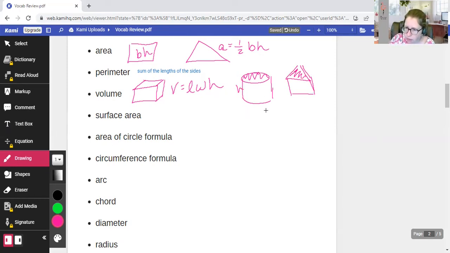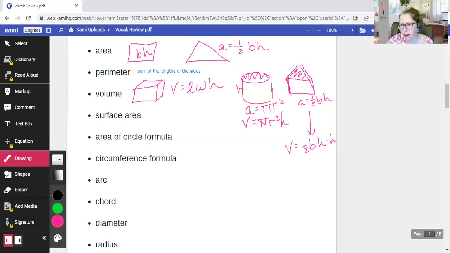All right. So the area of a circle is pi r squared. So the volume is going to be pi r squared h. All right. Area of a triangle is 1/2 base times height. So volume is going to be 1/2 base times height times the other height, right? So there's this height and there is this height.